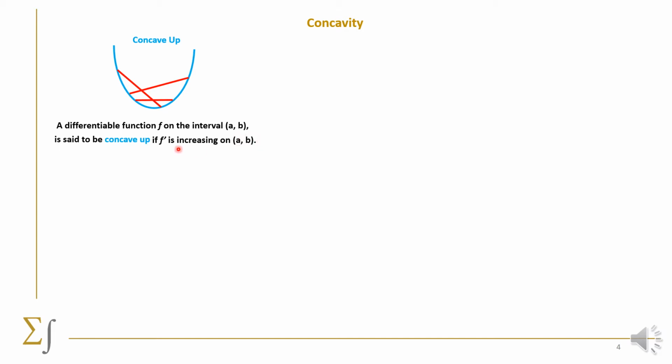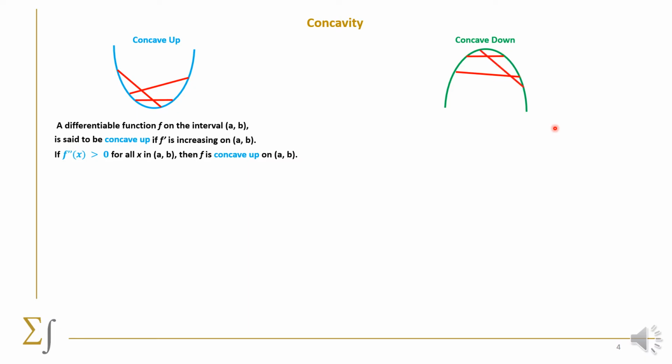The word increasing tells us that the derivative has to be positive on (a, b). What's the derivative of f prime? It's f double prime. So the criterion will be: if f double prime of x is greater than 0 for all x in (a, b), then we call f concave up on (a, b). In a similar way, we talk about concave down. We draw the curve and join any 2 points on it. We will find that the line joining any 2 points on this curve is lying below the curve. In such a case, we call the function concave down.